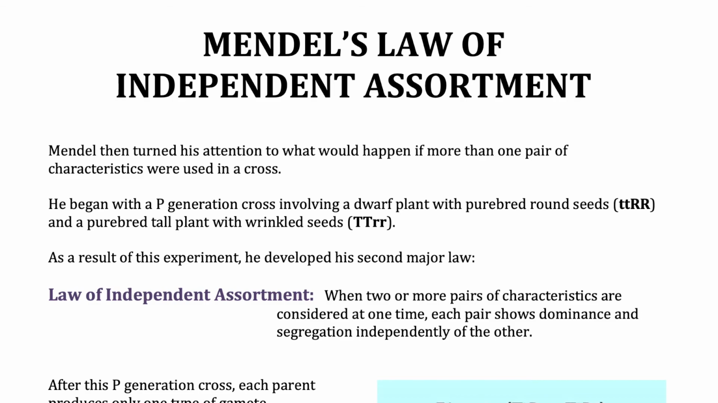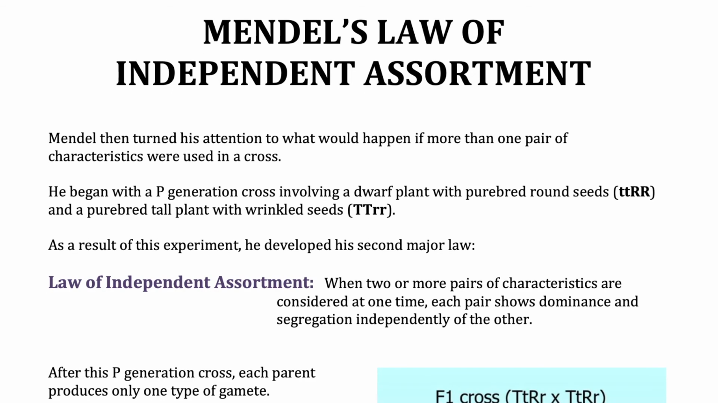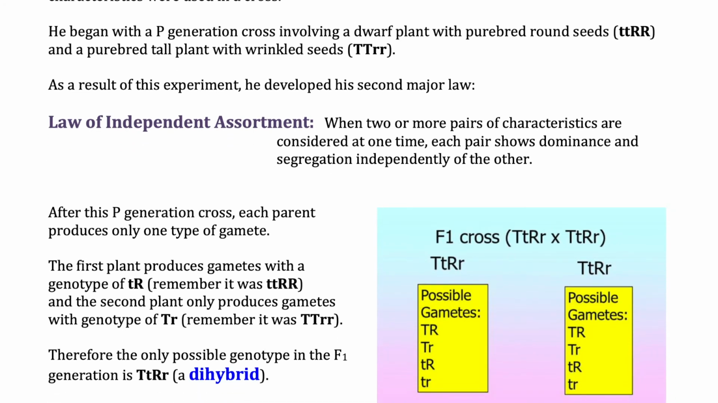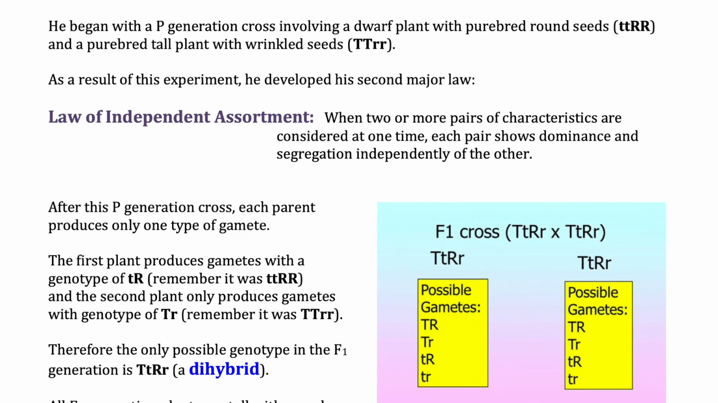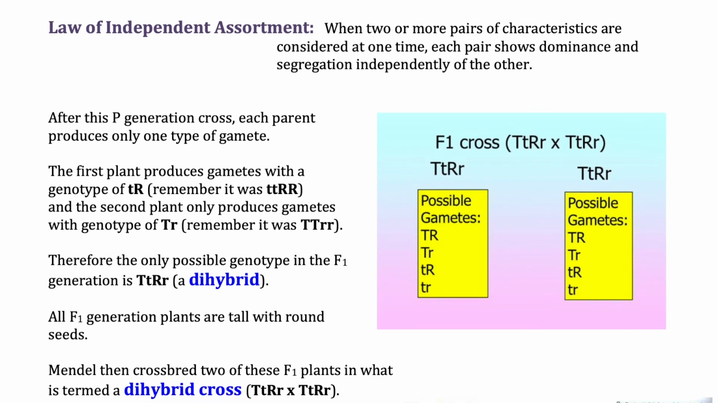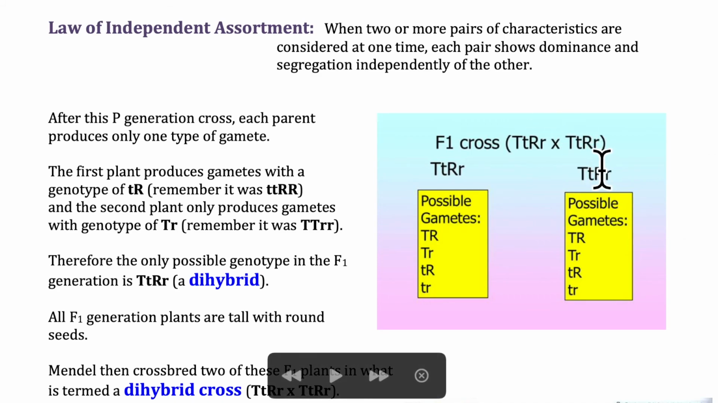As a result of this experiment, he developed his second major law, the Law of Independent Assortment. When two or more pairs of characteristics are considered at one time, each pair shows dominance and segregation independently of the other. So, what I'm saying is the lowercase t's, capital R's, and the capital T's, two lowercase r's, they don't affect each other. The T doesn't affect the R, the R doesn't affect the T.